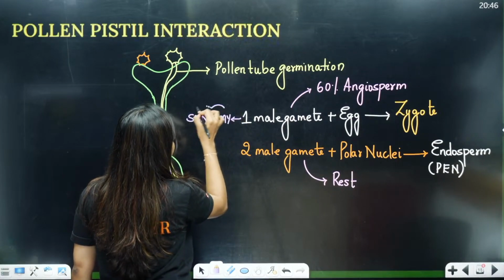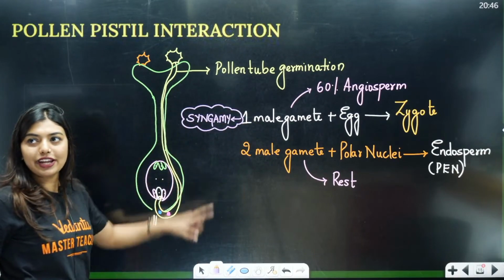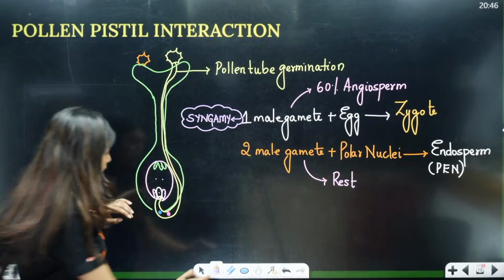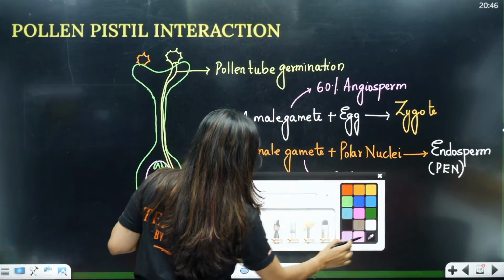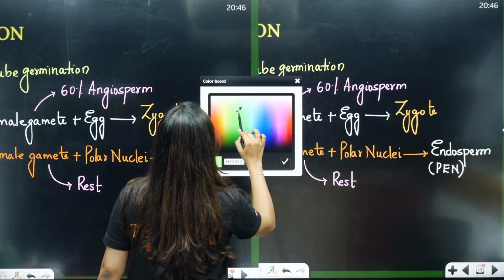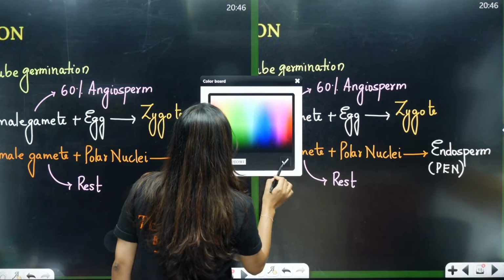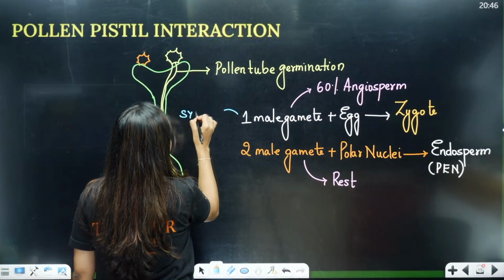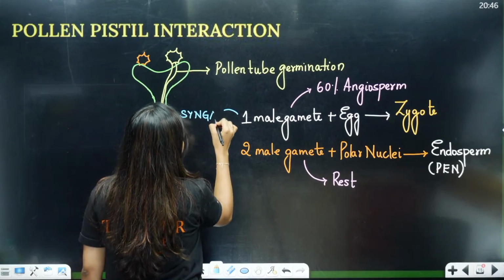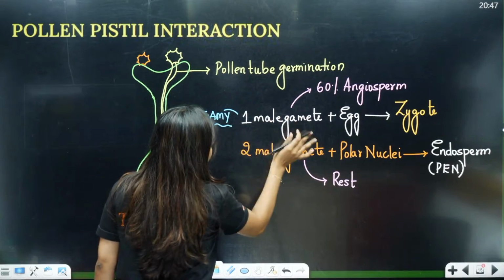Syngamy, okay? And this one, where 2 male gametes are going to fuse, syngamy is not visible, no? Shall I change the color? In the notes, everything will be visible, but here it might not be visible, that's why. Okay, so this one is going to be your syngamy, where one male gamete fuses with the egg and forms your zygote.